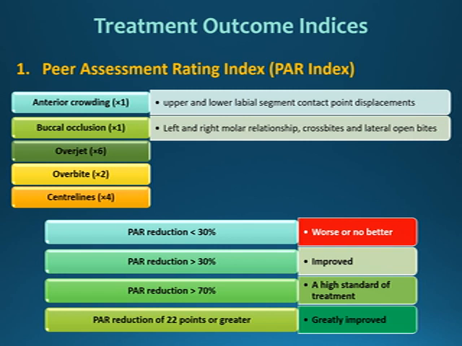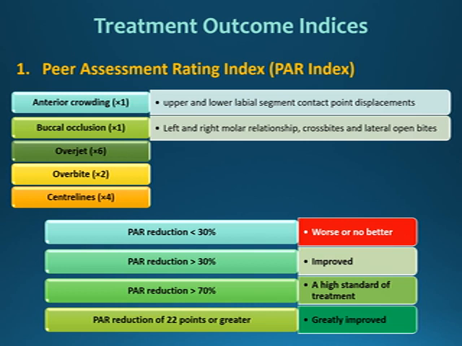For example, if the pre-treatment PAR score was 50 points and the post-treatment PAR score was 10, that means we have a reduction of 40 points, and according to this scale, 40 points means great improvement in the case.